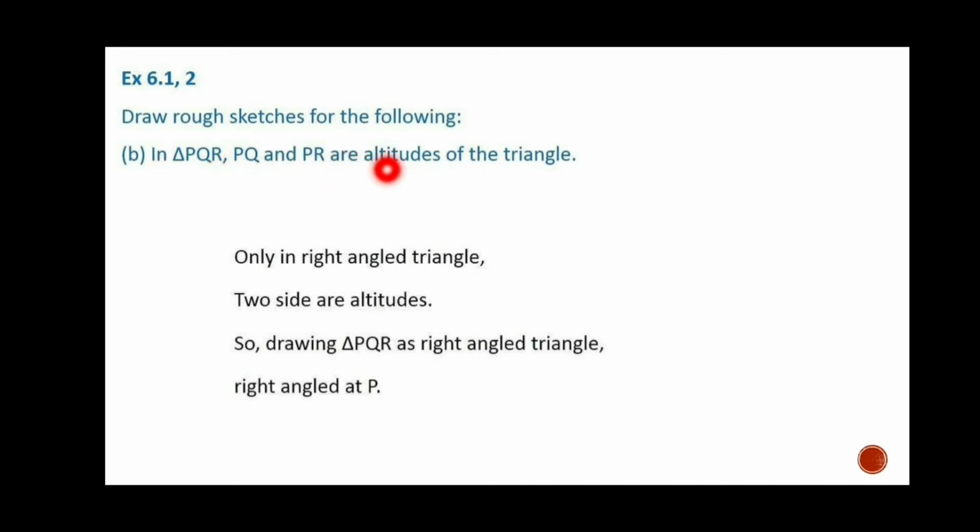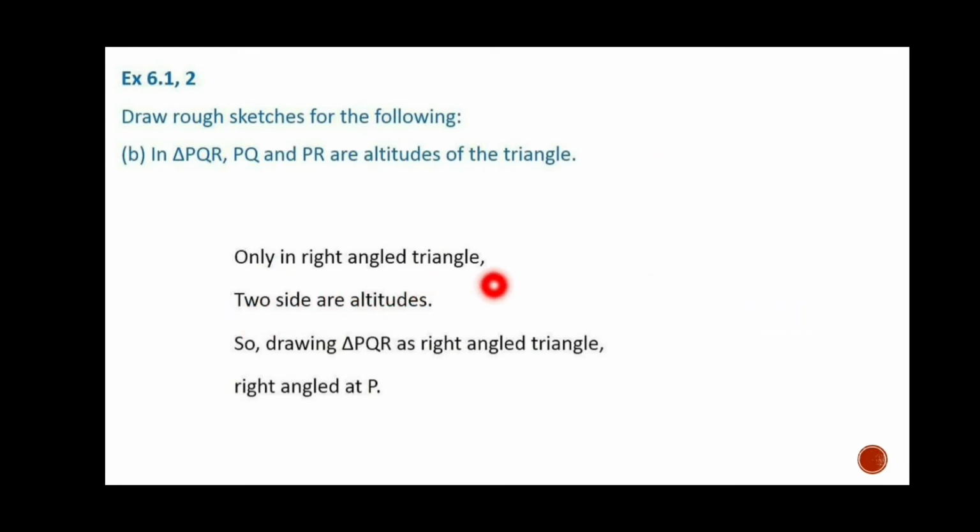PQ and PR are altitudes of a triangle. We have to draw a triangle PQR in which PQ and PR are the altitudes of the triangle. So we know that in a right angle triangle the two sides are altitudes, because the right angle triangle has two sides which are straight lines forming an angle of 90 degrees.